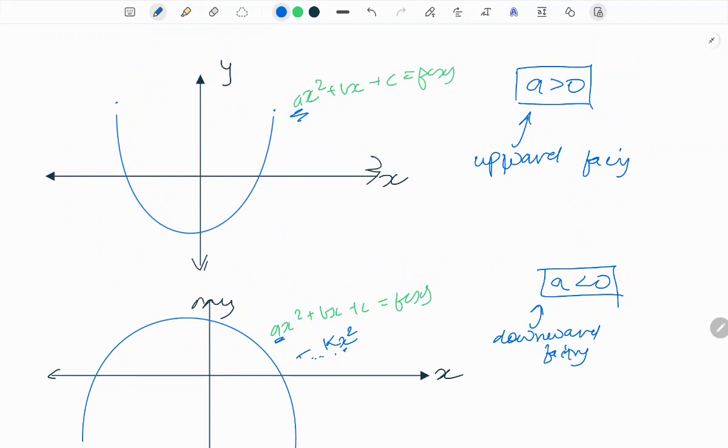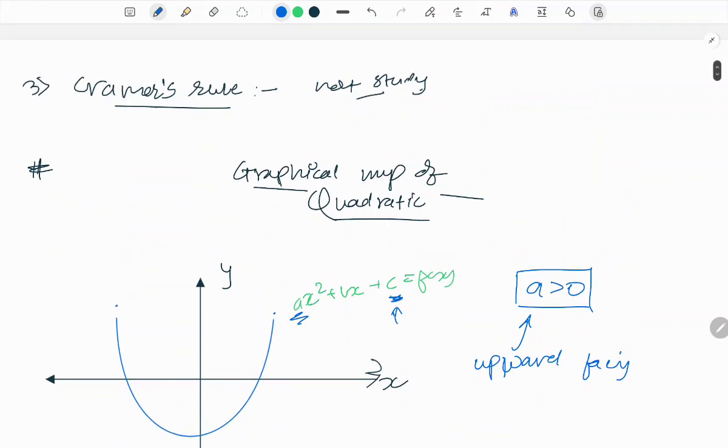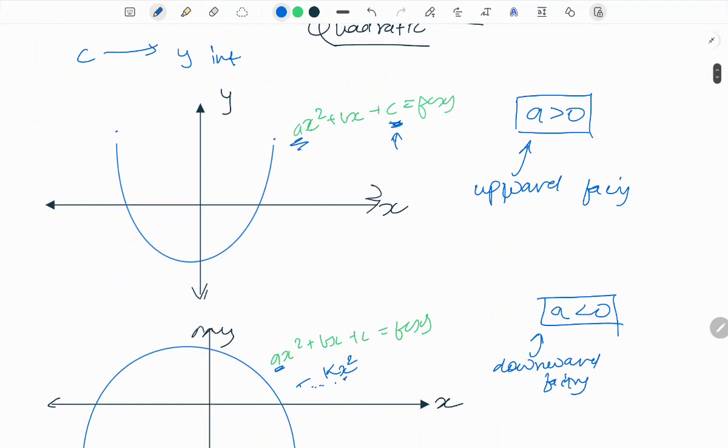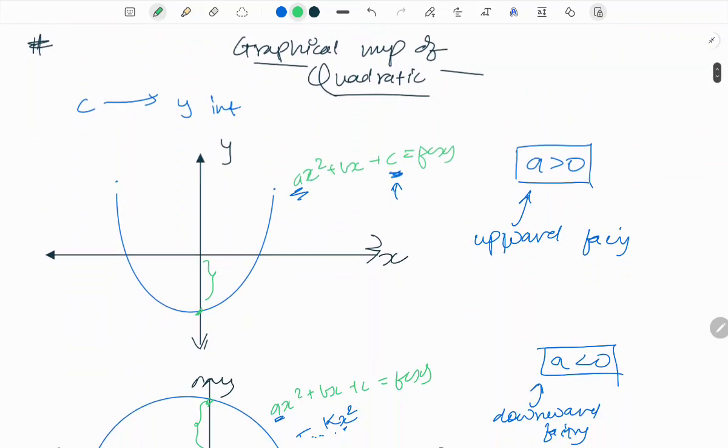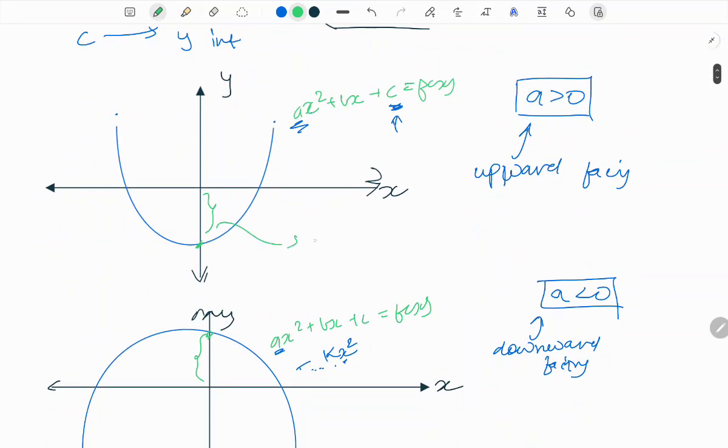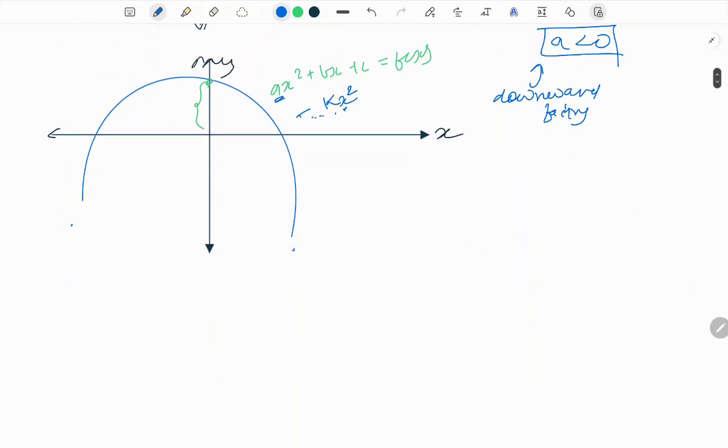And what does this c represent then? I shall write it here, c represents the y-intercept made by the quadratic. So what is the y-intercept now? This length is the y-intercept, and this length is the y-intercept. So over here in this graph, the y-intercept is negative. It is less than 0. So c is less than 0. Let me write it in blue. c is less than 0, and over here it is positive, so c is greater than 0.